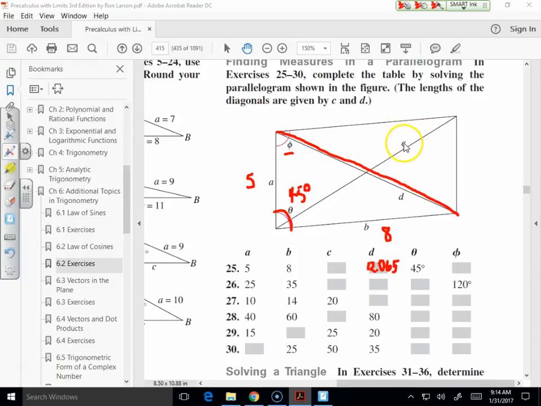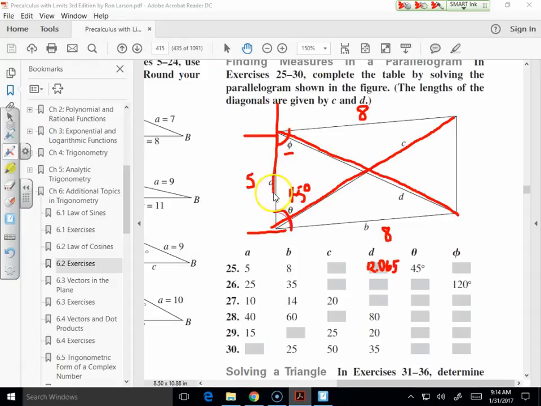So wait a minute. How do we find C? Wait. Opposite sides of a parallelogram are congruent. So hold on. We can use the 5 and the 8, but we need to figure out the included angle for this other triangle in order to figure out C. So how do we figure out who phi is? Parallelogram, the sides are what?